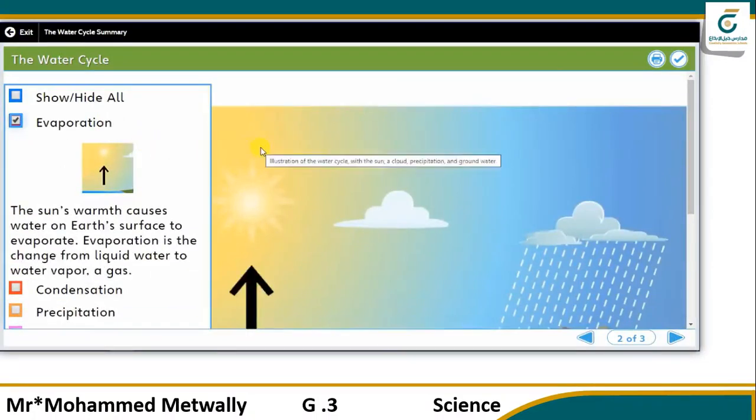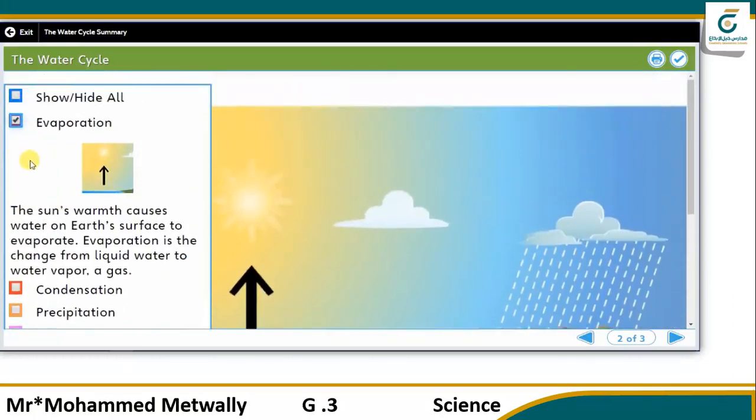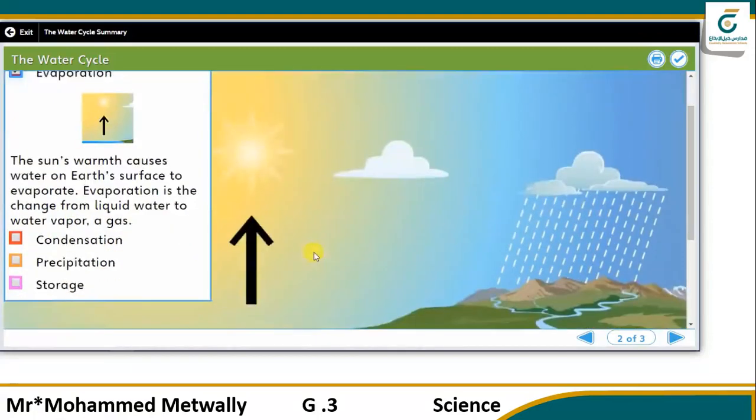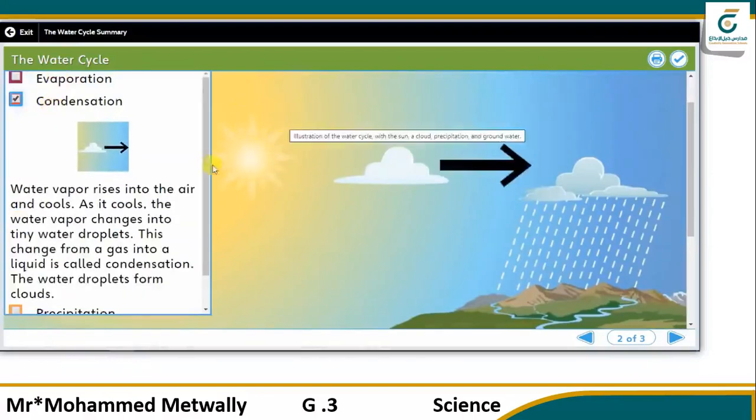You can look here to see more about evaporation. Evaporation is when the sun's warmth causes water on Earth's surface to evaporate. Evaporation here means the change from liquid water to vapor, or a gas, and the arrow represents the process, which looks upward, like I said. We can turn to another part of the water cycle, which is condensation.